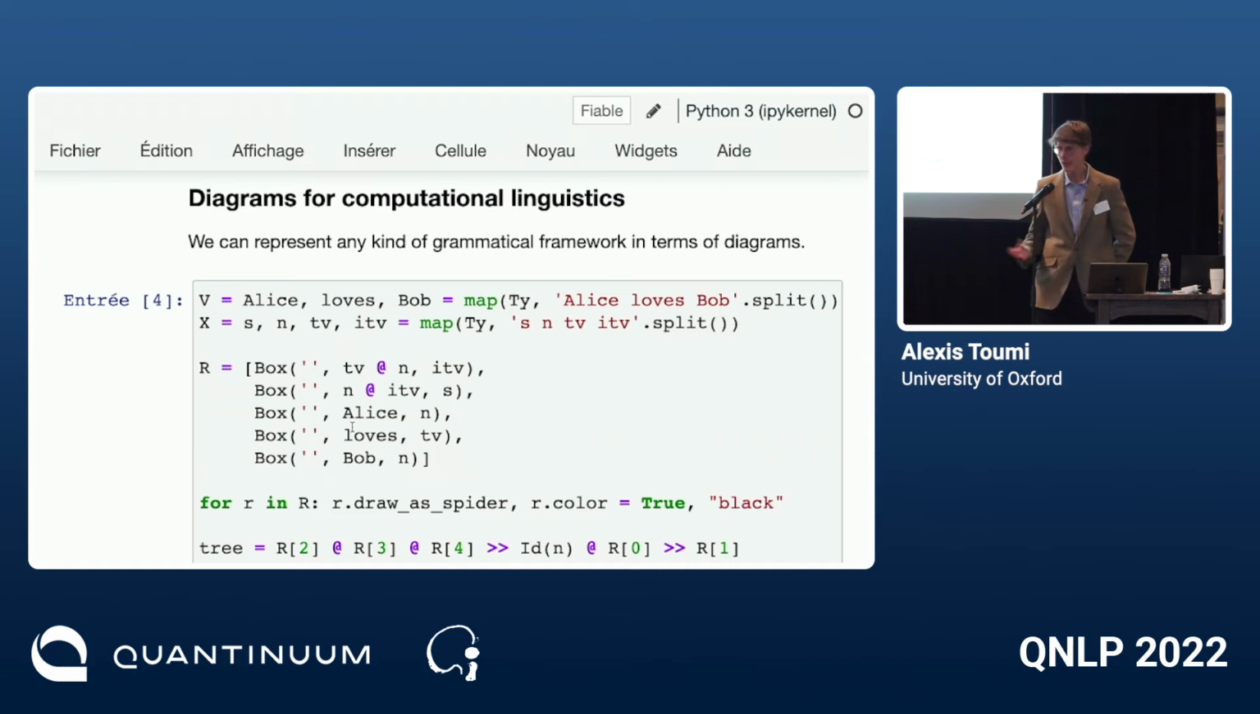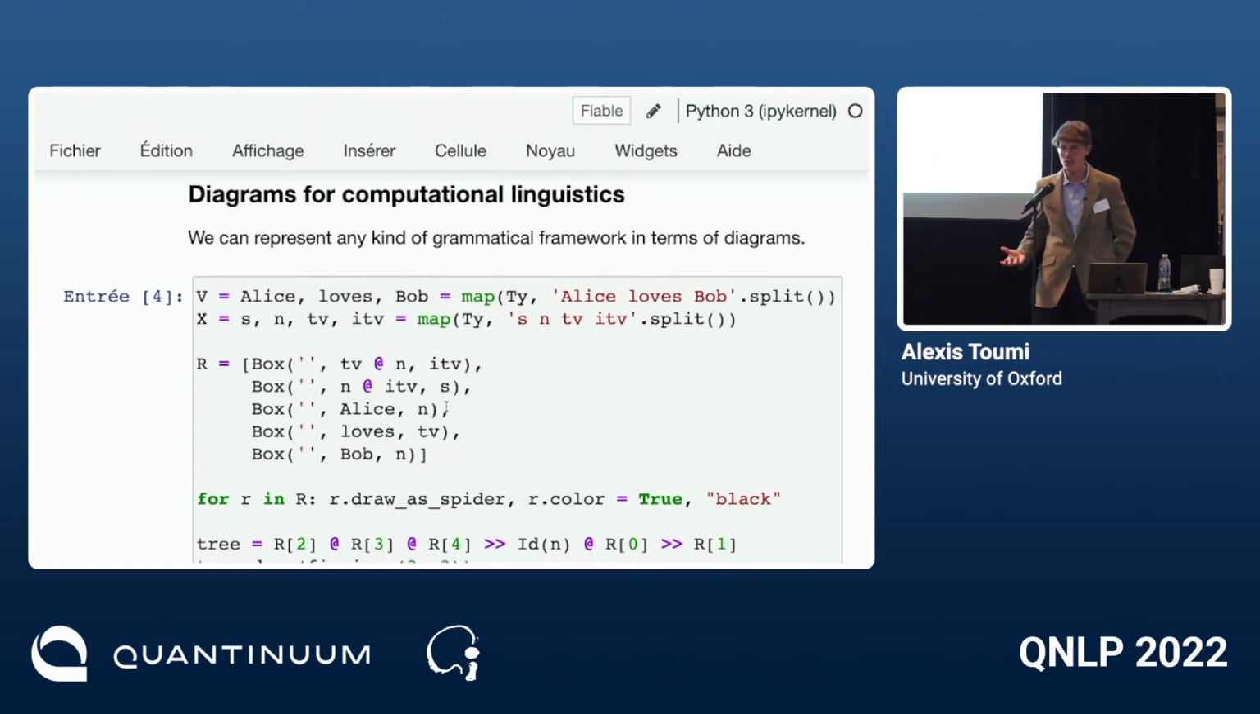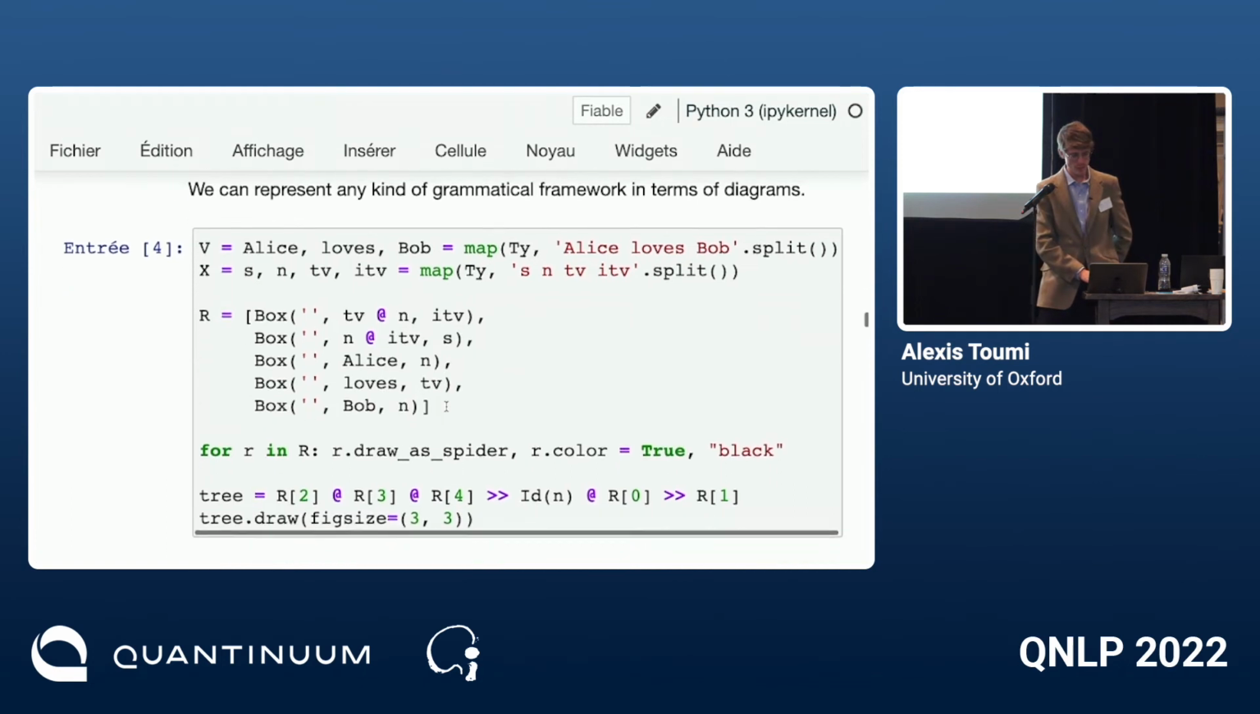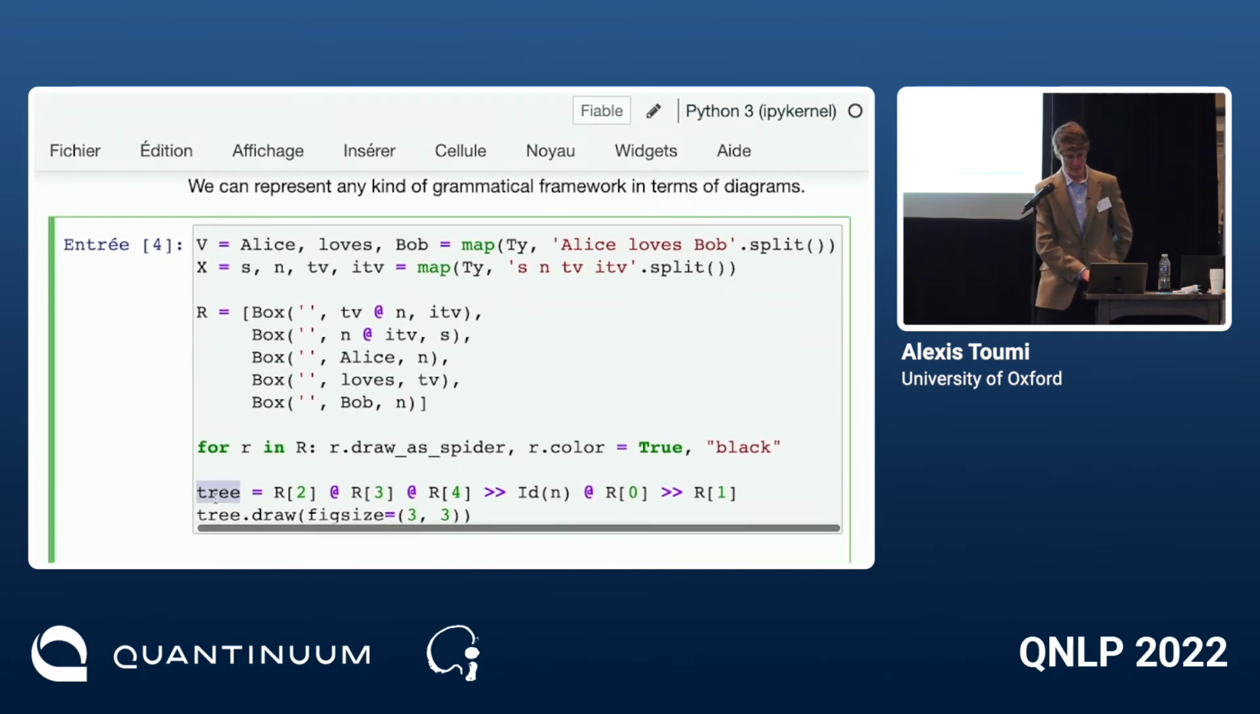You have the rule that tells you that Alice is a noun, the rule that tells you that if you have a transitive verb next to a noun, you get an intransitive verb phrase. If you have a noun next to an intransitive verb phrase, you get a sentence. So that's a little grammar. And a grammatical derivation in this grammar will correspond to a diagram. So here our diagram will be a tree because we have a context-free grammar.